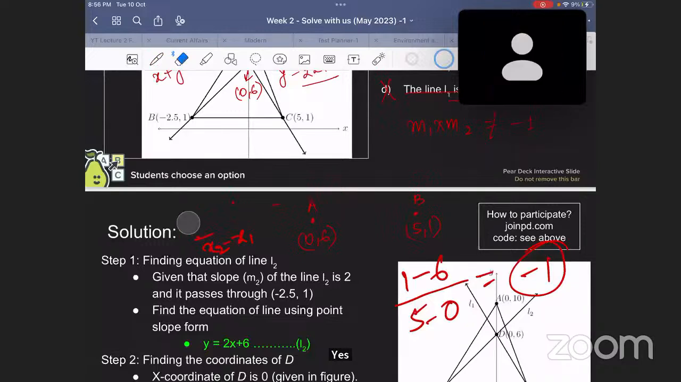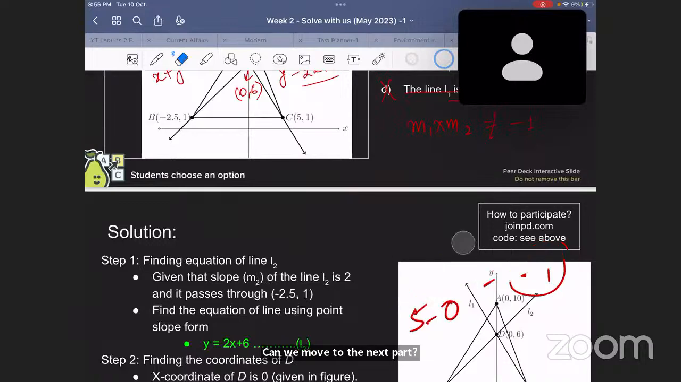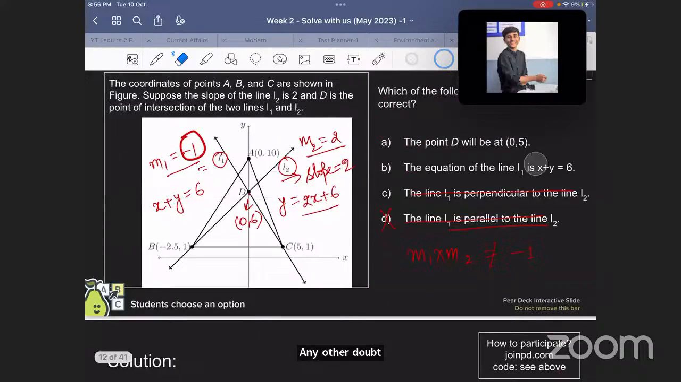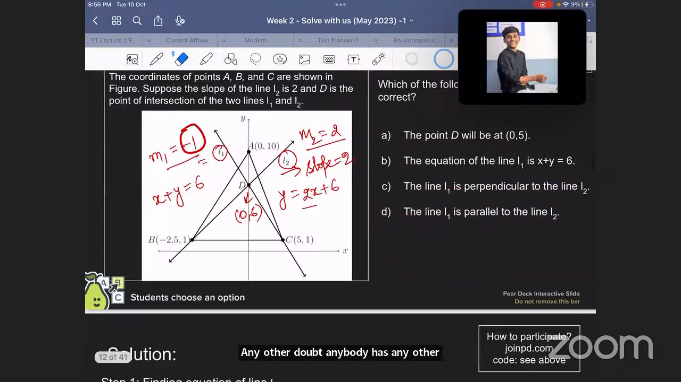Any other doubt? Anybody has any other doubt in this problem? No, sir. Can we move to the next question? Yes, sir. Okay. Let's move to the next part.